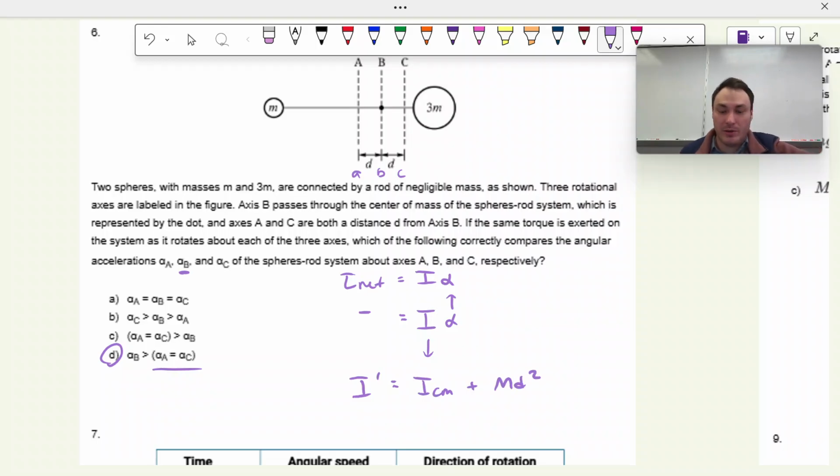When we're doing the parallel axis theorem, both of these are moved the same distance away. So the D's are equal to each other for A and C. And then the mass of the system also doesn't change when we move it to A or move it to C. So we can move it the same distance in both directions, and we'll get the same moment of inertias.